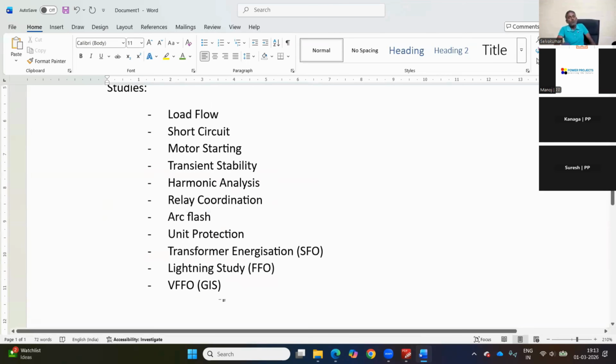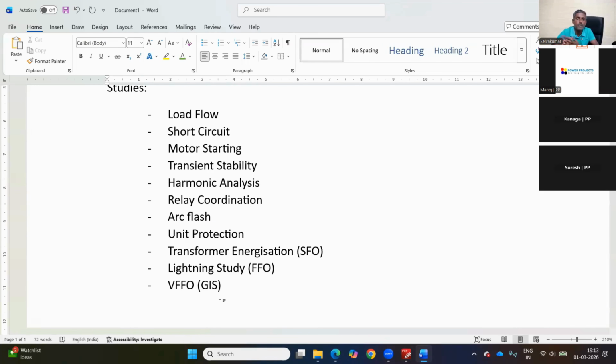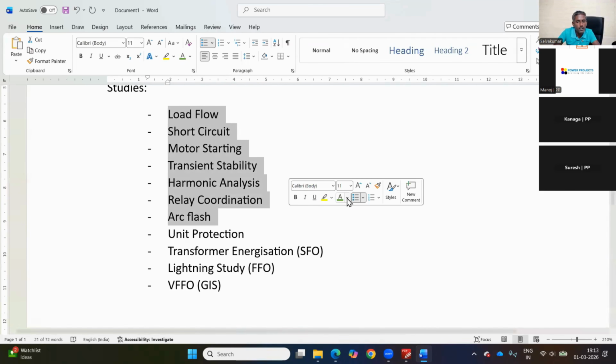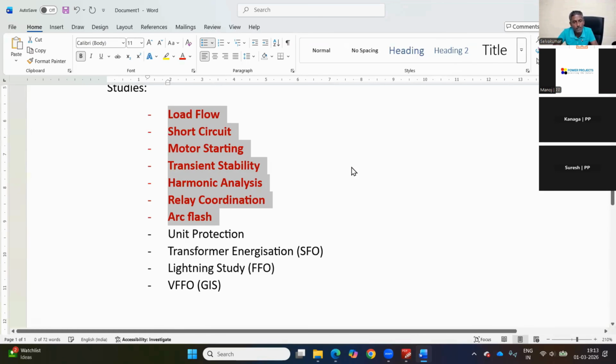So why ETAP is powerful is also for the reasons that when you take a simulation like this for a process industry where you need to do all the studies, load flow, short circuit, motor starting, transient stability, harmonic analysis, relay coordination, arc flash, all these studies can be done by a single simulation software, ETAP.